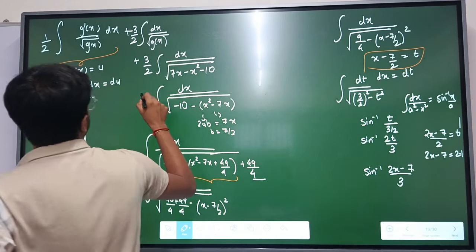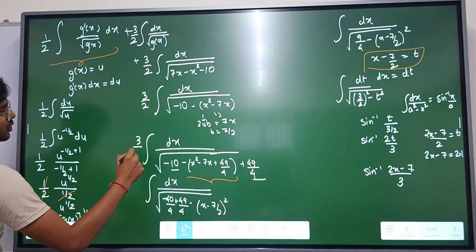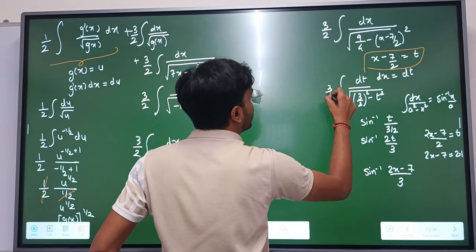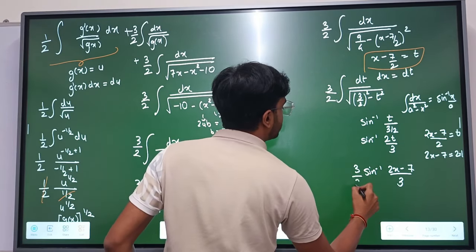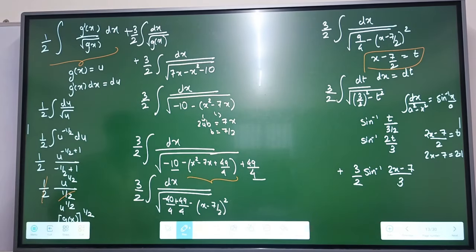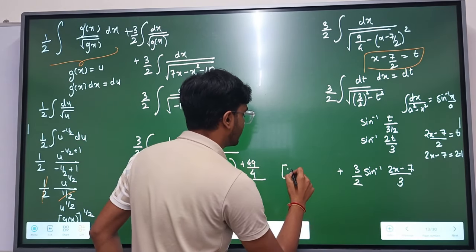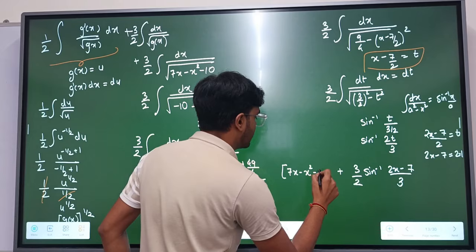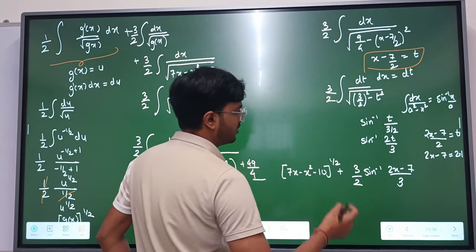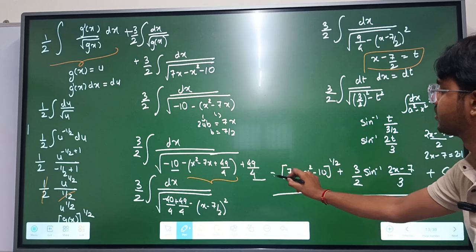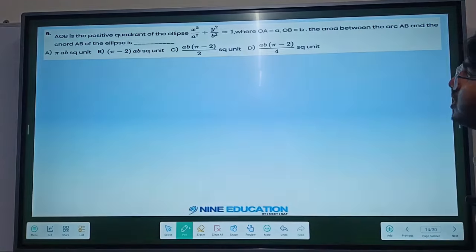I forgot, but here there is 3 by 2 in front. 3 by 2. And what is there over here? G of x power 1 by 2. So g of x is our quadratic. What is the quadratic? 7x minus x square minus 10 power 1 by 2 plus c constant. This will be our complete answer. Okay, let's move to our next question.